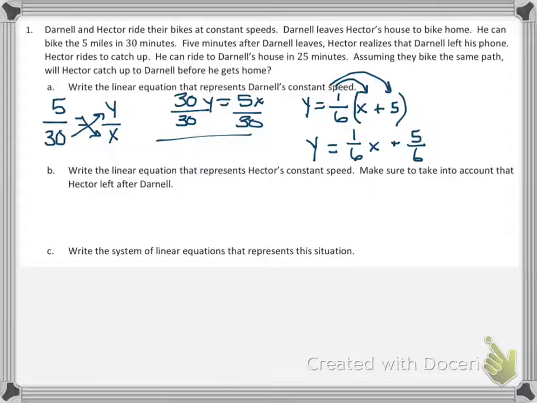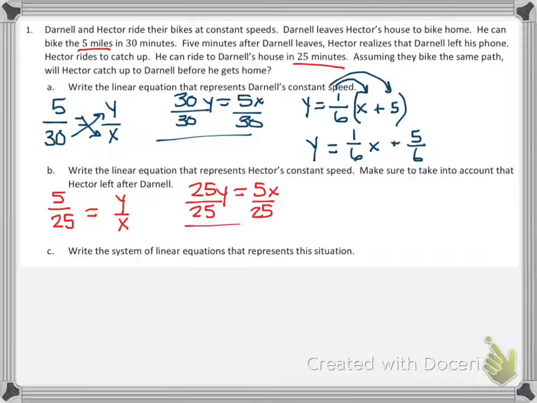If we talk about Hector, Hector rides the 5 miles in 25 minutes. So that's 5 miles in 25 minutes equals y over x. And we get 25y equals 5x. And then isolate the y by dividing by 25. And that gives us y equals 5/25, which is 1/5 x.